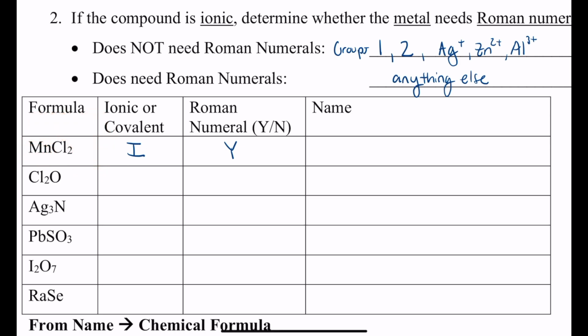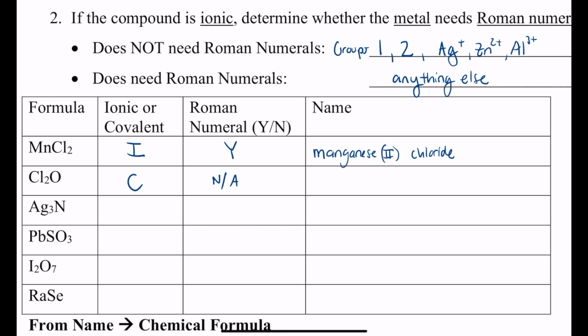So we're going to call this compound manganese(II) chloride, that 2 being the charge of the manganese ion. Next example here, we have Cl2O. It looks like I have a nonmetal with a nonmetal, so this is going to be considered covalent.